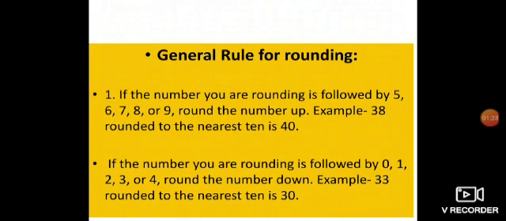There is a general rule for rounding off the numbers. If the number you are rounding is followed by 5, 6, 7, 8 or 9, you round the number up. If the number you are rounding is followed by 0, 1, 2, 3 or 4, you round the number down.